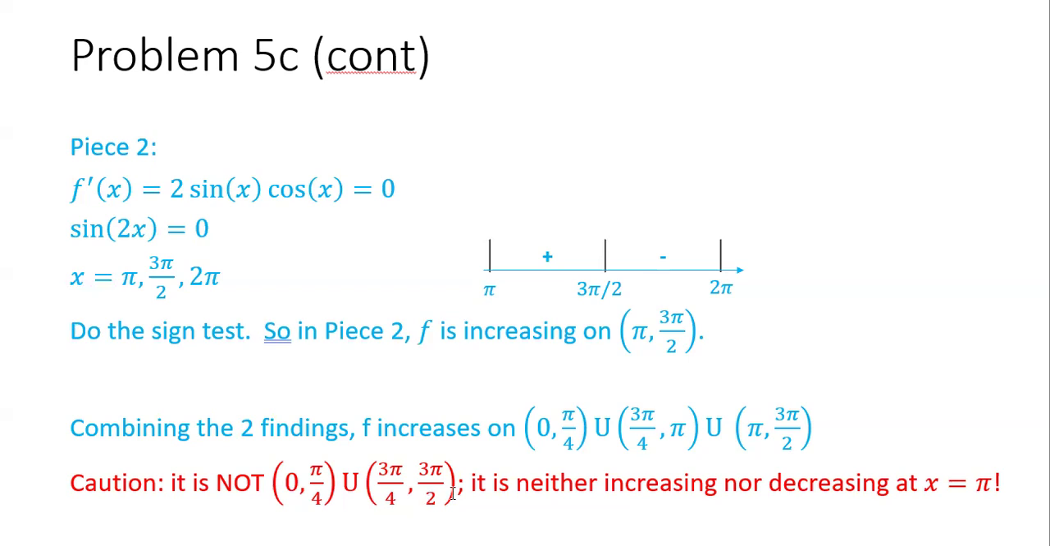We can't do that because, remember, the derivative does not exist at pi from part B. So it's actually not increasing nor decreasing there. Okay? So that's why we got to split it up like this. No combining them. Okay, this is a technicality, but if it's multiple choice and they give you this, don't pick that.